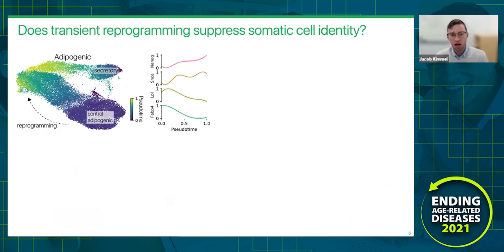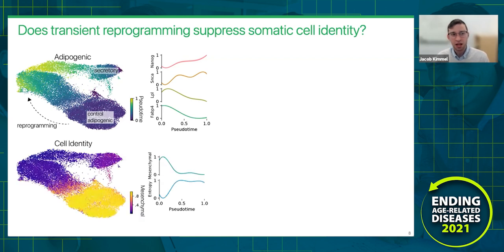And we find here a result that might be consistent with your a priori expectation that in the most reprogrammed cells in our populations, we're seeing a suppression of many normal somatic cell identity genes. Here, these are adipogenic genes like LPL and FABP4, and activation of some specific pluripotency program genes like the transcription factor NANOG.